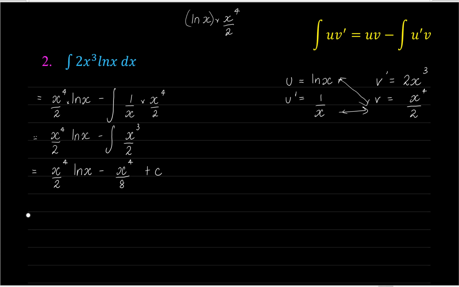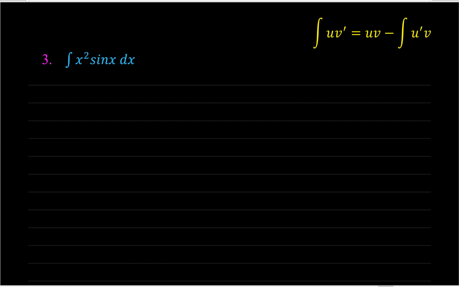Now let's have a look at number 3. A little bit of trig is now involved. So first thing we have to do, which one are we going to assign to be our u, and which one is going to be our one we have to integrate. If I let v dashed be x squared, when I integrate that, it's going to become an x cubed, and that's just going to make it a lot worse.